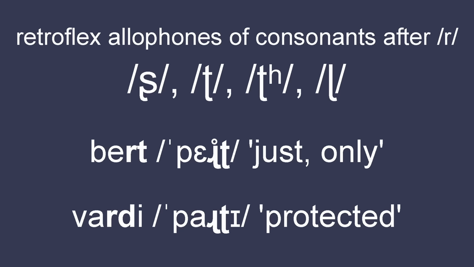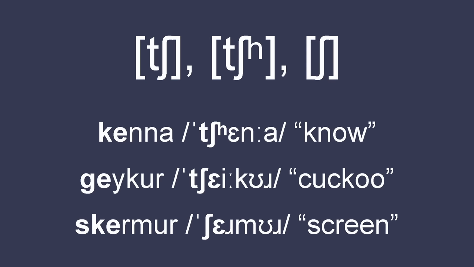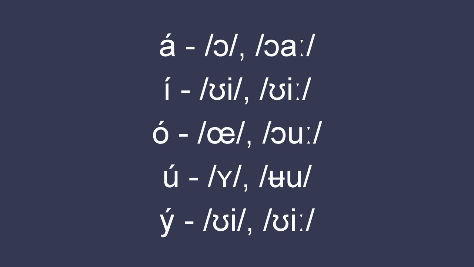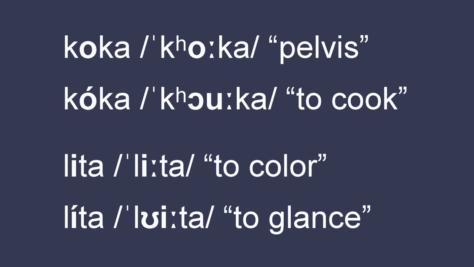Faroese has retroflex allophones of consonants that come after r, notably sh, and the postalveolar consonants ch, j, and sh, formed from various palatalized versions of other sounds. Faroese orthography has a lot of acute accents on vowels, some representing monophthongs, and others representing diphthongs. As mentioned earlier, many orthographic vowels represent monophthongs when short and distinct diphthongs when long.